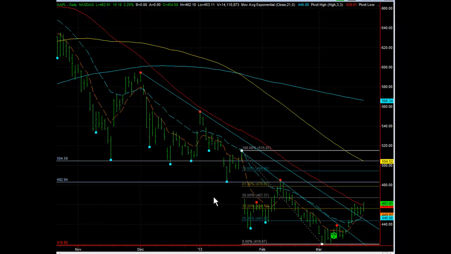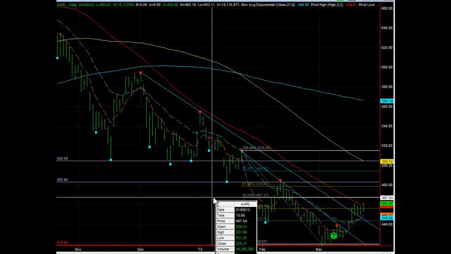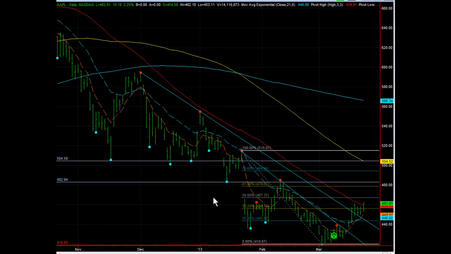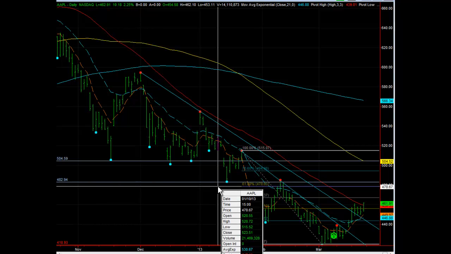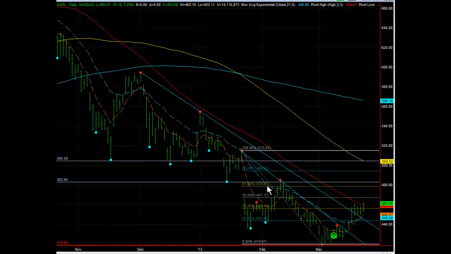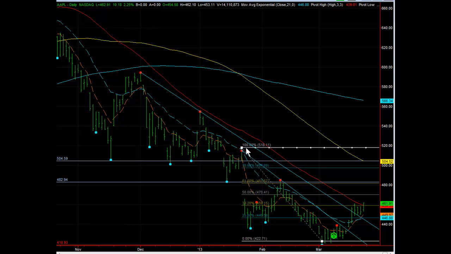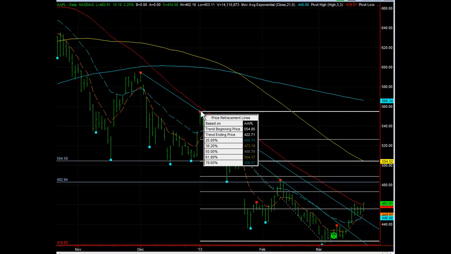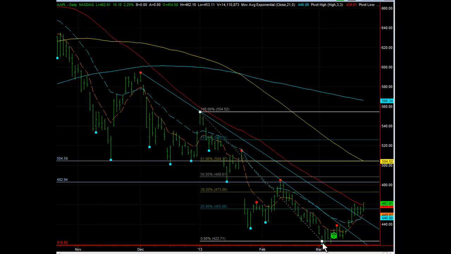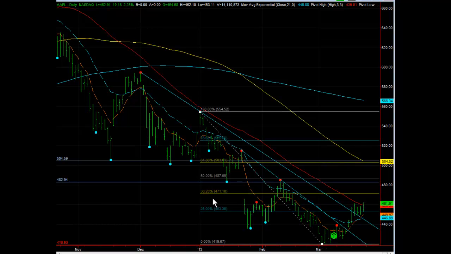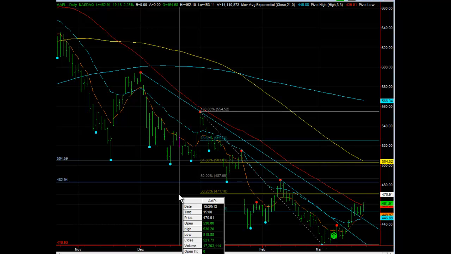So you can see here that you have 467 will be a resistance, 467.37, and then the 618 at 478.63, 618 based on that. And then we'll move it up here to the next level up. And that shows you major resistance there at the 382 at 471.18.